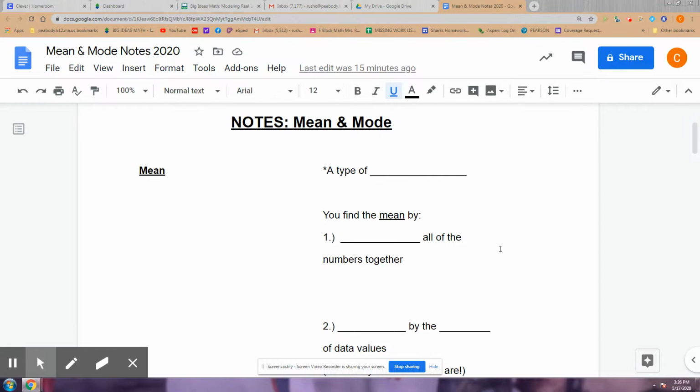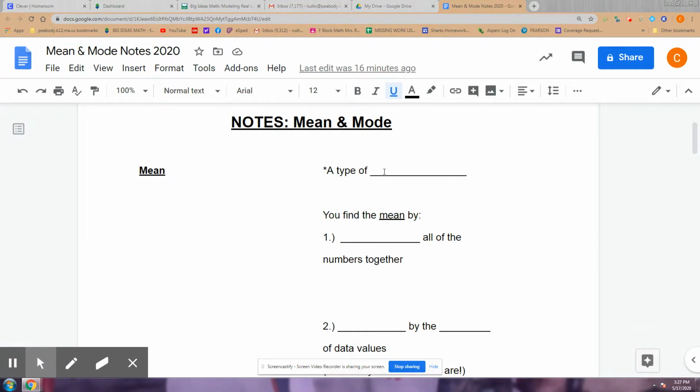This week we're going to be working on finding the mean and mode of different sets of numbers. Again, we're going to be finding the mean and the mode for different sets of numbers. All right, great, let's get started.